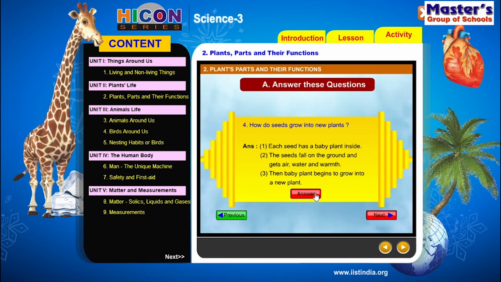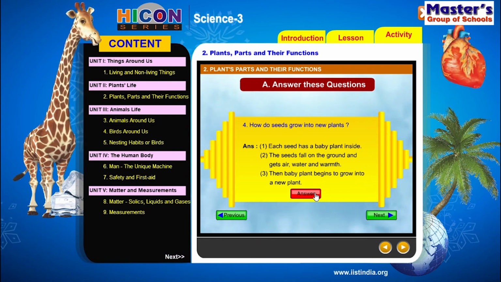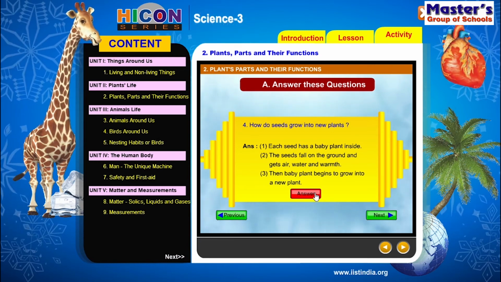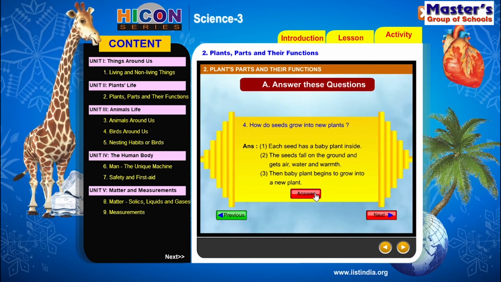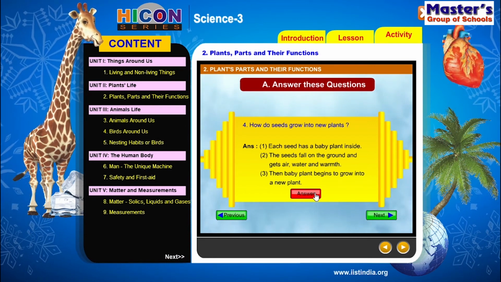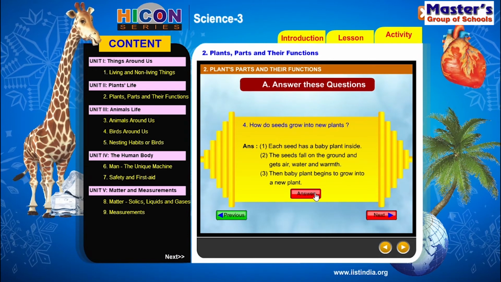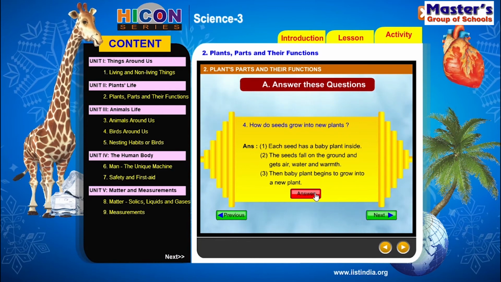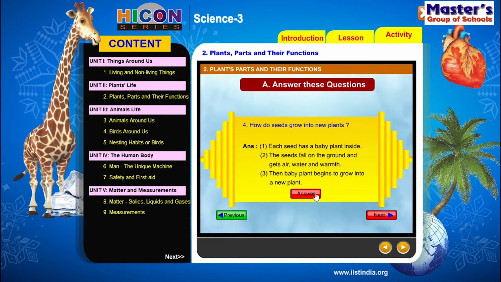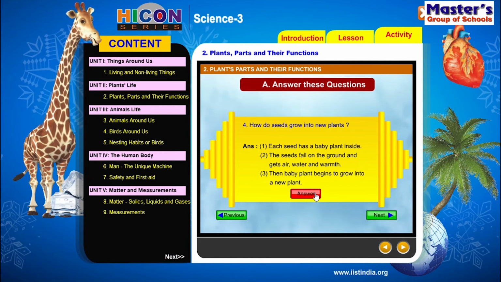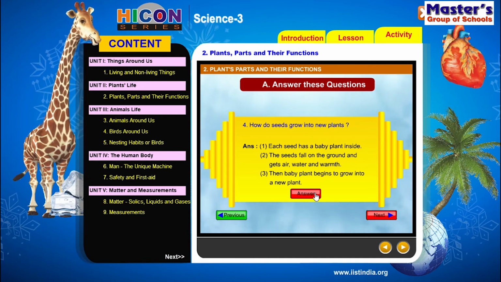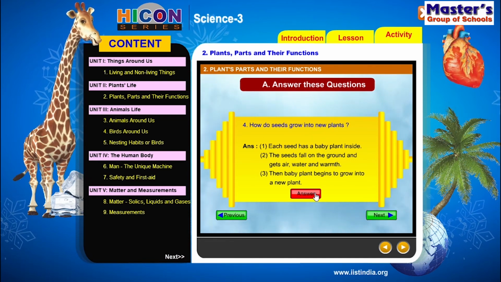And the third one is, the baby plant begins to grow into a new plant. The baby plant day by day increases in size and becomes a big plant. So this is about seed germination. This total process of a seed growing into a new plant, and the new plant growing into a big plant, is called seed germination. So children, this is the process of how seeds grow into new plants. Note down this question and answer in your notebook. See the next question.